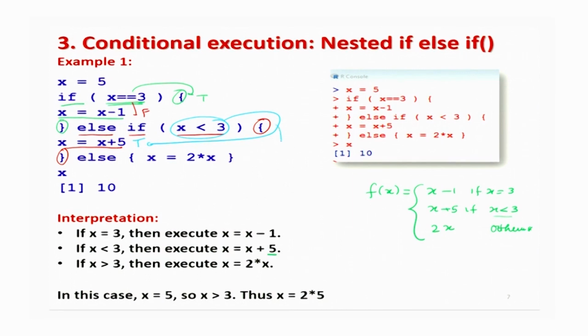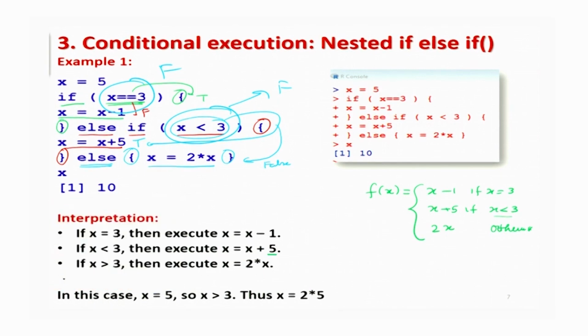But in case this condition is false, that means the first condition I am marking here is false, and the second condition is also false. So now, whatever you want to do, just write else, and inside the curly brackets write what you want to execute, that is x is equal to 2x.